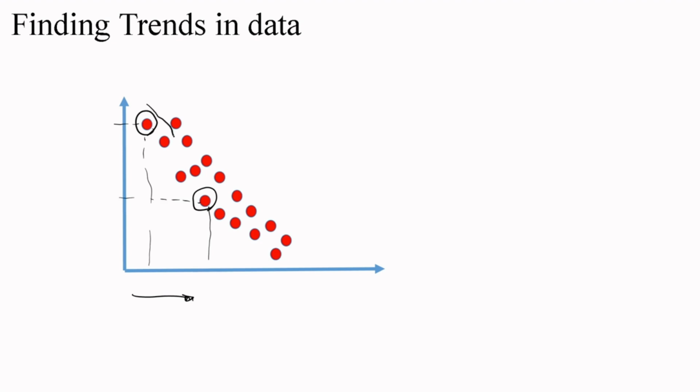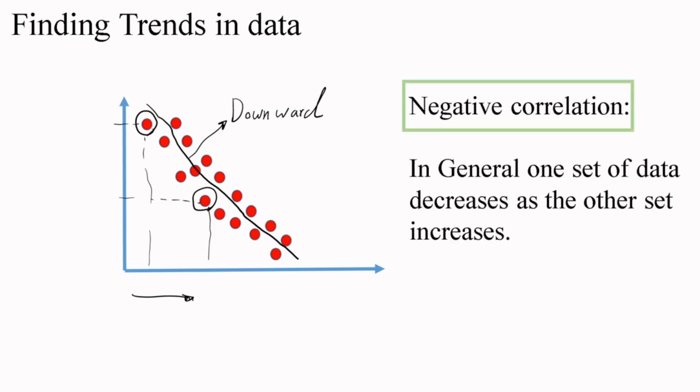And we can also draw the trend line which passes through the middle of all of the points. And we would realize that the trend line is downward. When the trend line is downward, we can say that we have negative correlation. What does it mean? It means one set is increasing, the other one decreases.